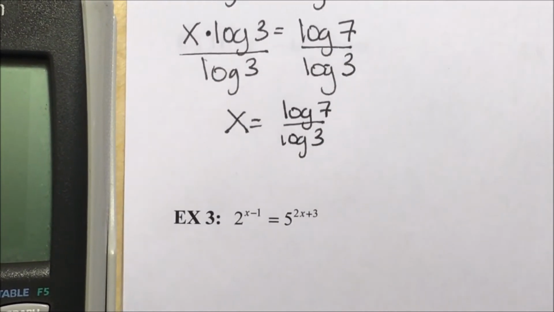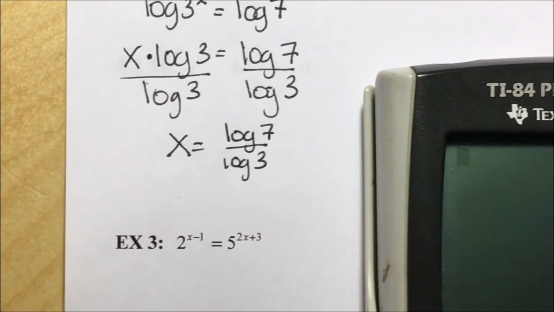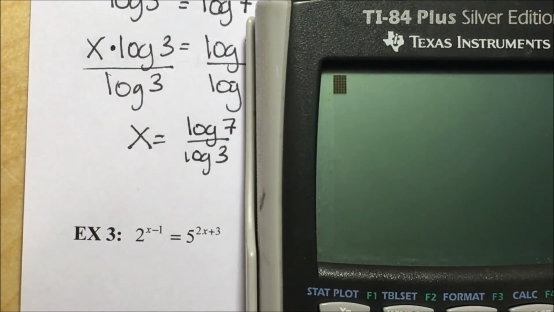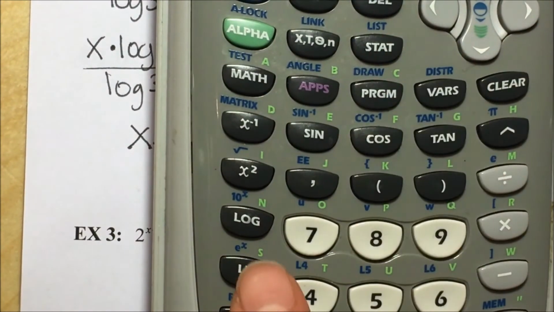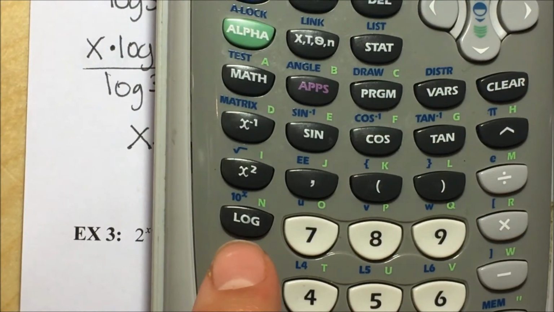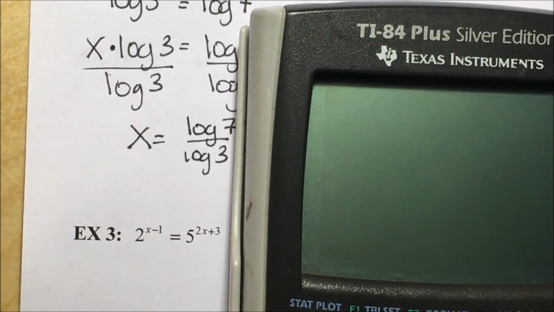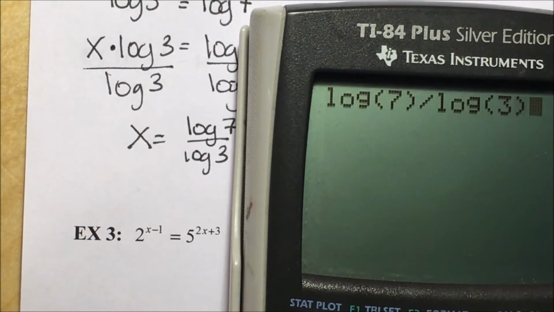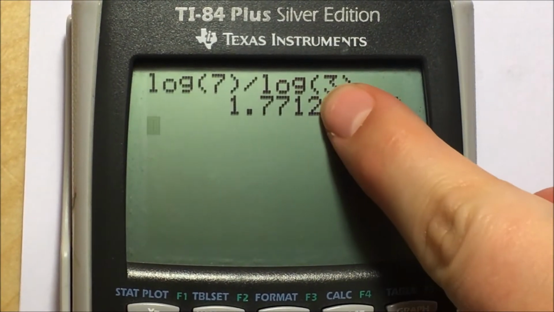Doesn't need any rounding. However, in our application problems that we're going to do next class, you are going to want to round these. So let's go ahead and practice typing them in. Remember, log by itself, that button's down here underneath x squared. That's our log base 10. So I'm just going to type in log of 7 divided by log of 3 and get a decimal estimate. Now, what does it say? Round to 4 decimal places, so we're going to cut it off there.